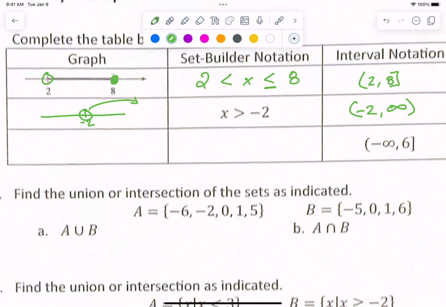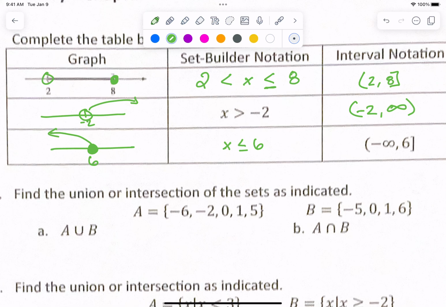Okay, this one. Let's graph him first. I only have one number, right? And it is 6. And it is a closed circle. Do you guys understand why it's a closed circle? And he's going to the left because he's going to negative infinity. So there's what he looks like. Okay? Set builder notation: X is less than or equal to 6. How's that? Are we doing okay? You're struggling? Yeah? Okay, do you want to see another one?